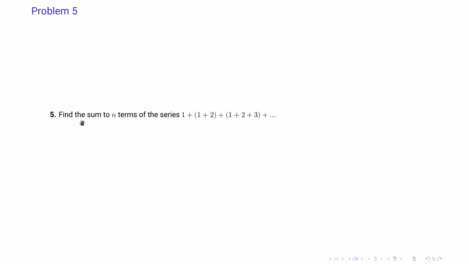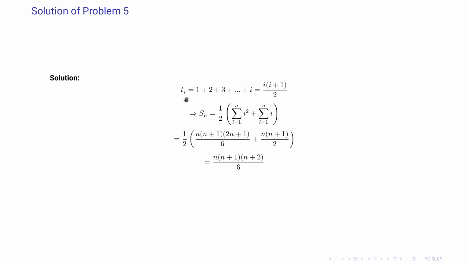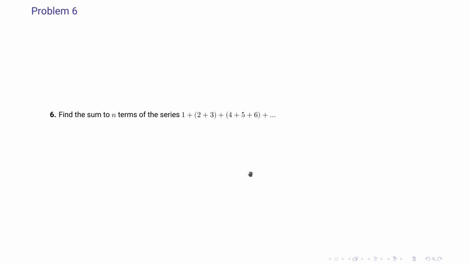Now problem 5 says: find the sum to n terms of the series 1 plus 1 plus 2 plus 1 plus 2 plus 3 and so on. Here the ith term would be 1 plus 2 plus 3 plus up to i, which is equal to i into i plus 1 by 2. So for the sum of n terms, we take out half outside, and this becomes sum of i square plus sum of i. We substitute the values from the formula and we get the desired result as n into n plus 1 into n plus 2 by 6.